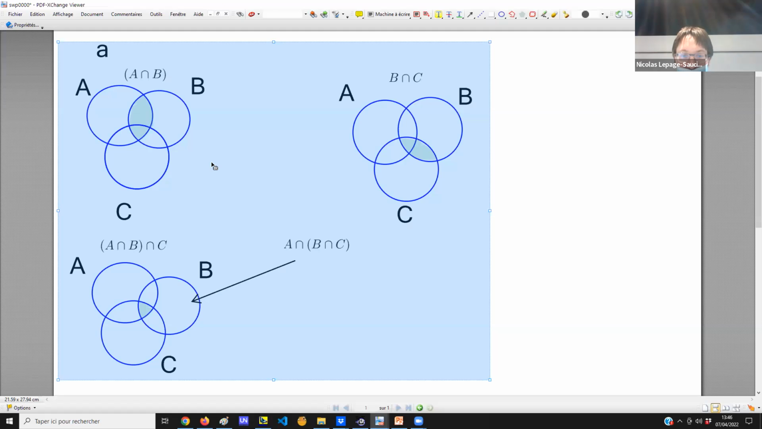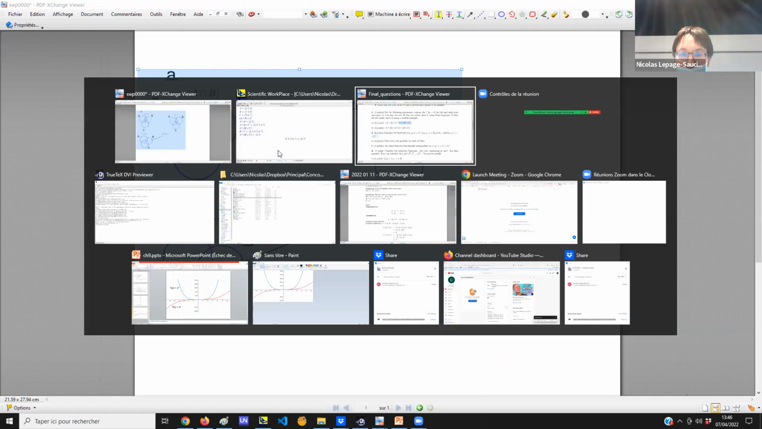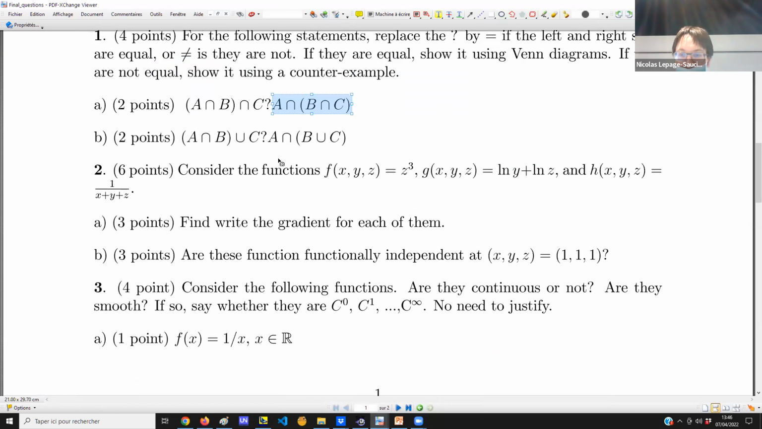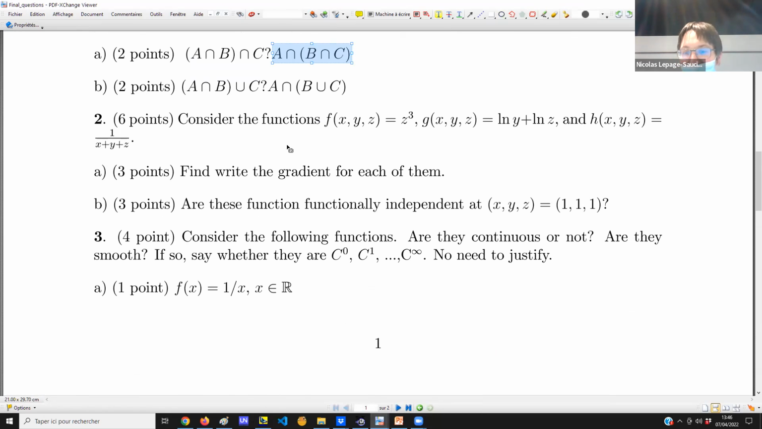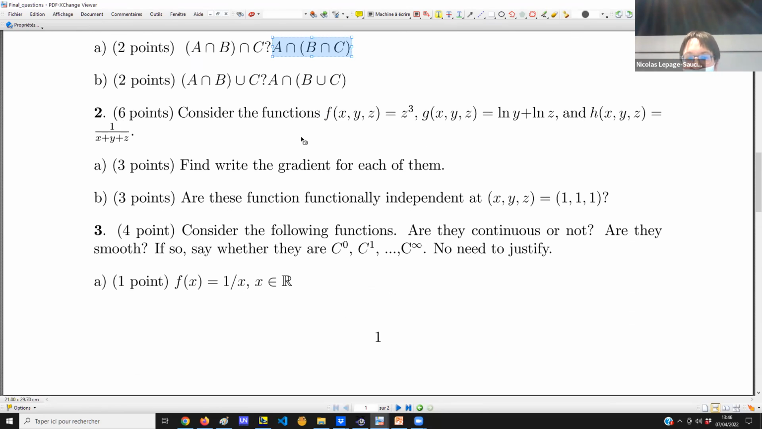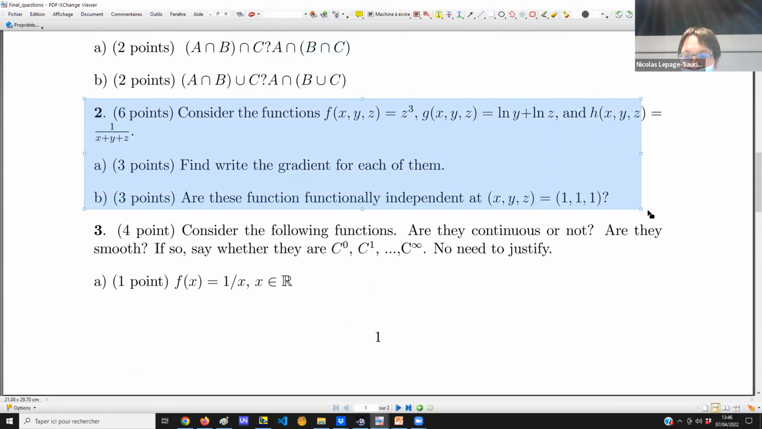And then, okay, we're already starting to get into the weeds of things. Good. So now this is after the midterm.